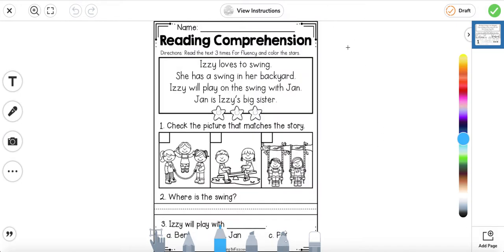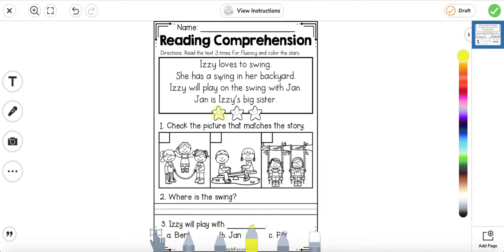Today we're going to be reading a story 3 times and then answering the questions. Okay. And each time you read the story, we're going to color one of the stars. Izzy loves to swing. She has a swing in her backyard. Izzy will play on the swing with Jan. Jan is Izzy's big sister. I'm going to go ahead and color one star.